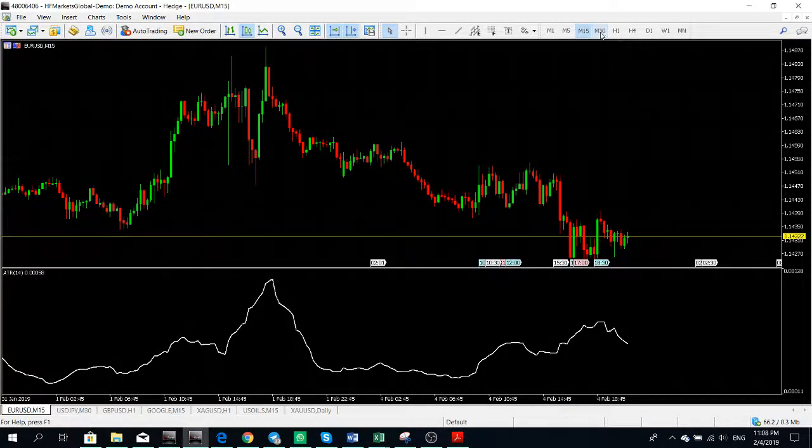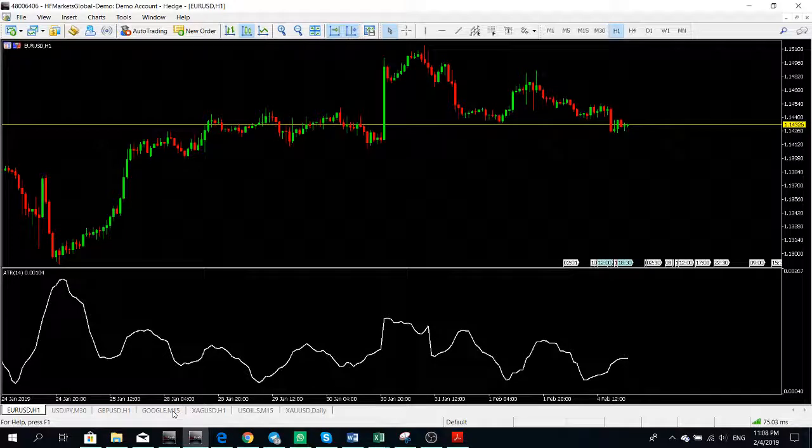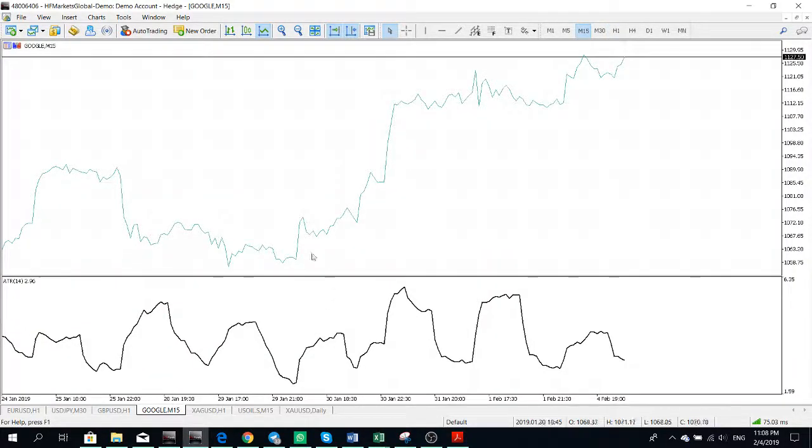This is mostly what you can use it for, and you can use it for any time frame. There is no limit in the time frame. As I told you, this indicator can show you how the market moves, how big the changes in the market are. Or if you go, for example, to the stock market, you can see the ATR on this chart.